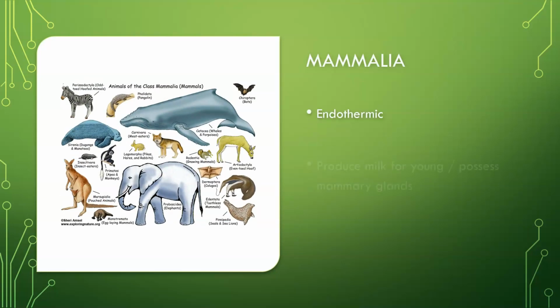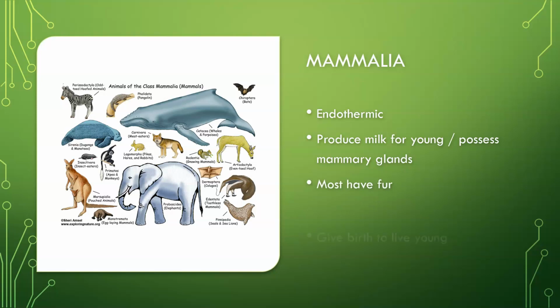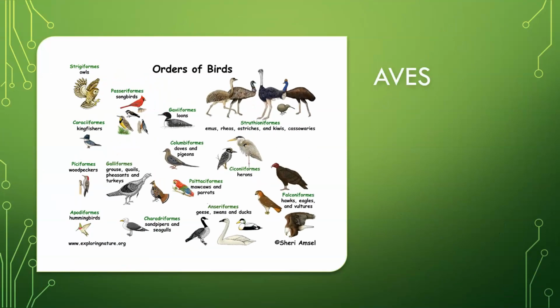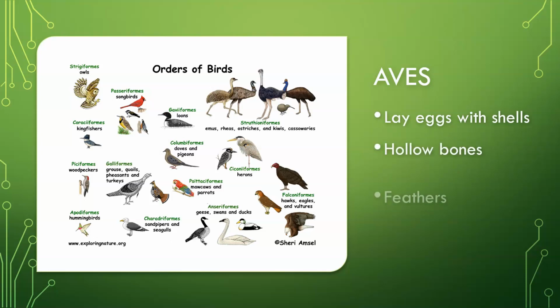These are endothermic, produce milk for young and therefore possess mammary glands. Most of them have fur. They give birth to live young. Next up, the Aves, or the birds, lay eggs with shells. They have hollow bones. They have feathers. They are mostly endothermic.